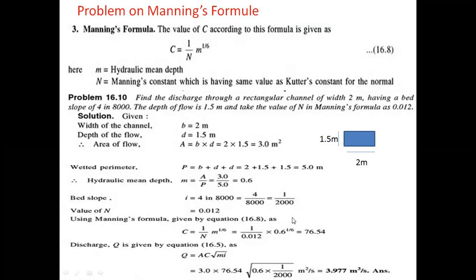Finally, in these problems we find out the discharge using the Chezy's constant. In previous problems the C value, Chezy's constant, was given, but in these problems we find out the Chezy's constant value by the formulas of Bazin's formula, Kutter's formula, and Manning's formula, and substitute the value in the continuity equation. We find out the final discharge value or velocity value. This is the class of example problems on the discharge, continuity equation and the empirical formulas.